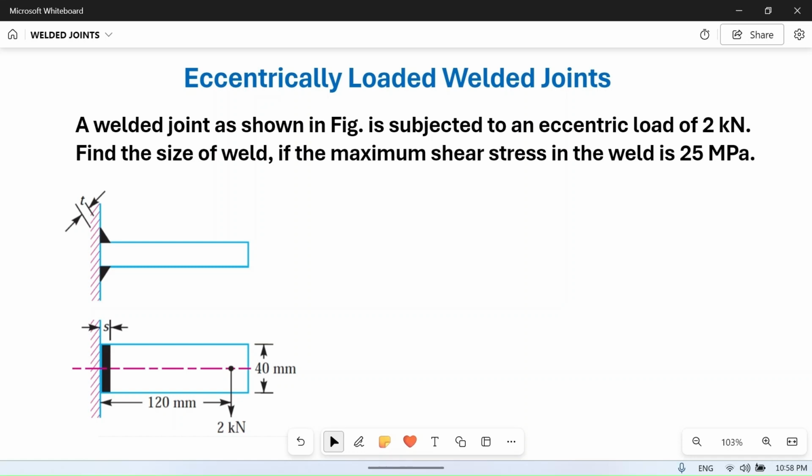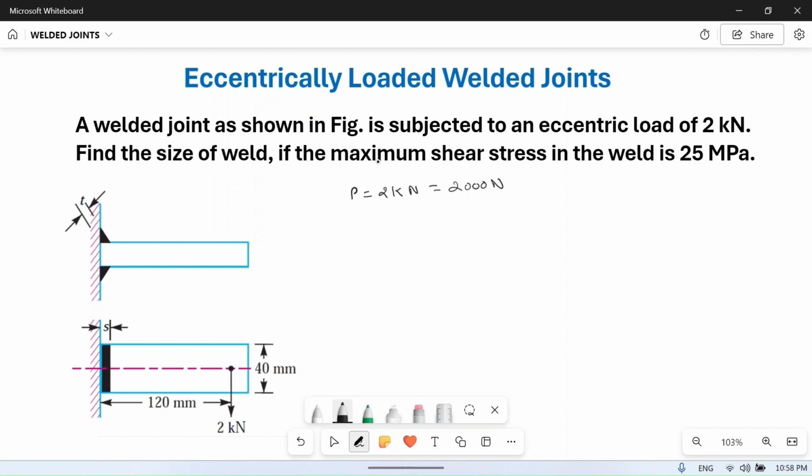So in this video we will solve a numerical problem which is based on the eccentrically loaded welded joints. This is a welding where load is applied vertically down, and you can see there are two fillet welds, one this side and another on the opposite side. A welded joint is shown subjected to an eccentric load of 2 kilonewton. So P is equal to 2 kilonewton, which is equal to 2000 Newton.